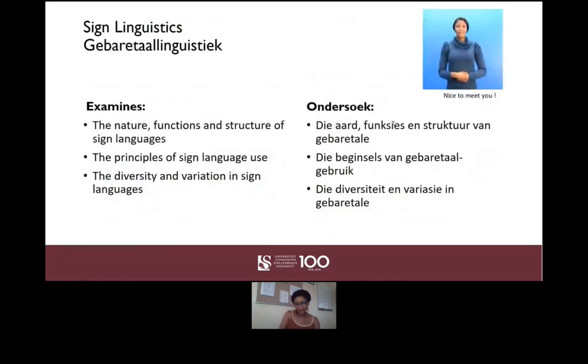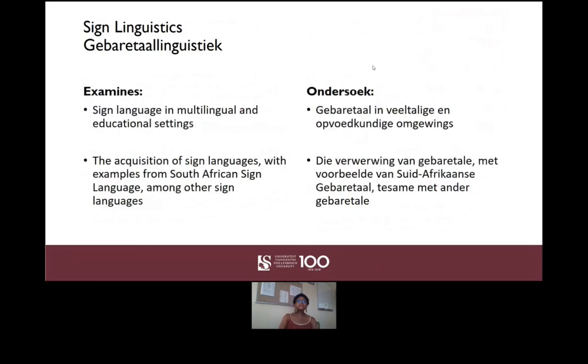Sign linguistics. Now, this is a very exciting part of what we offer because not all languages are spoken. Anyway, sign linguistics examines the nature, functions, and structure of sign languages and the principles of sign language use, as well as the diversity and variation in sign languages. It also looks at sign language in multilingual and educational settings and the acquisition of sign languages with examples from South African Sign Language, among other sign languages.